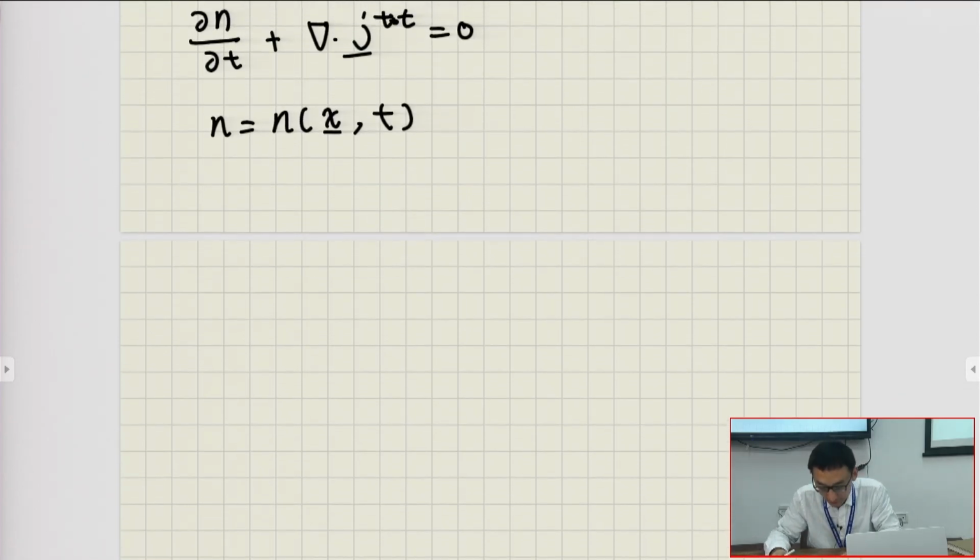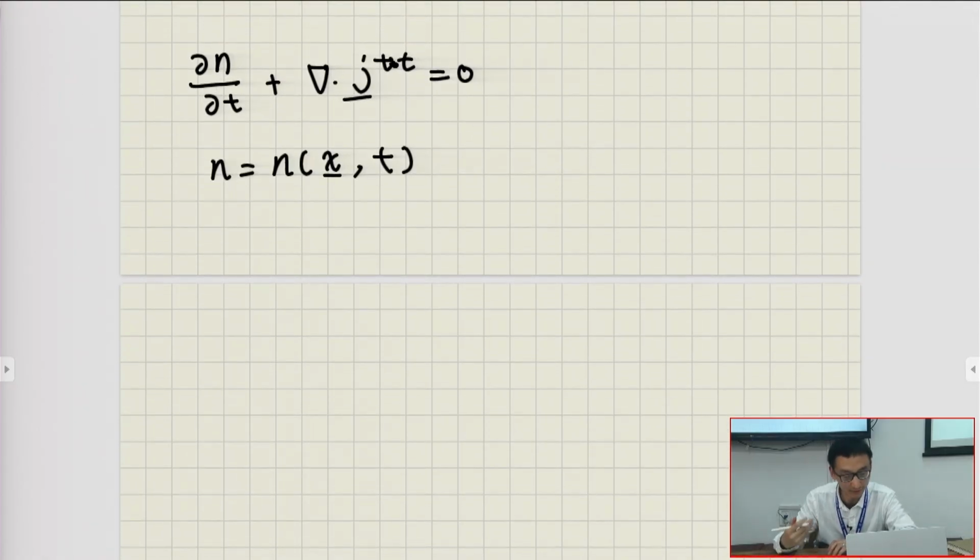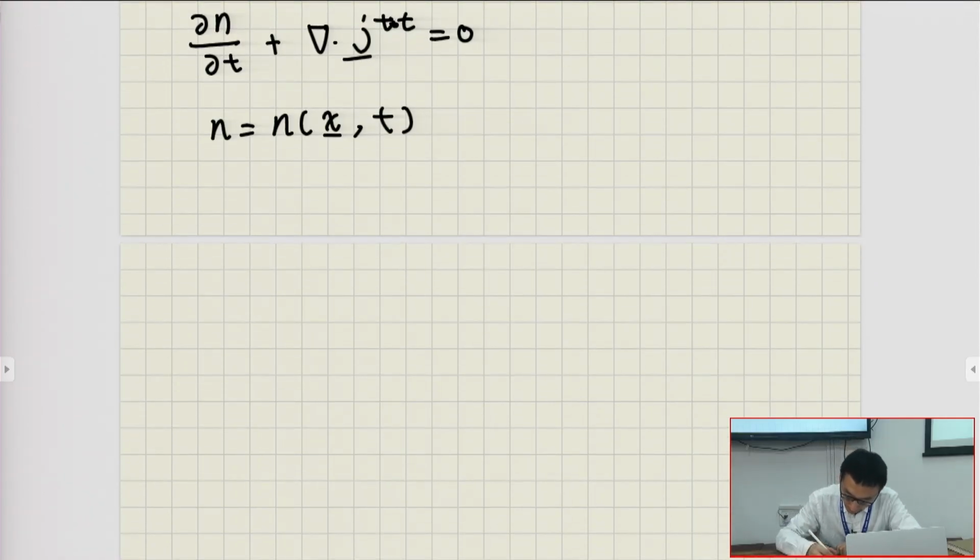Okay, so we looked at a single particle, and essentially we have one coordinate, which is space. We can generalize this equation to look at a general system with, say, n degrees of freedom. That's called the Smoluchowski equation, which is essentially a generalized conservation law.